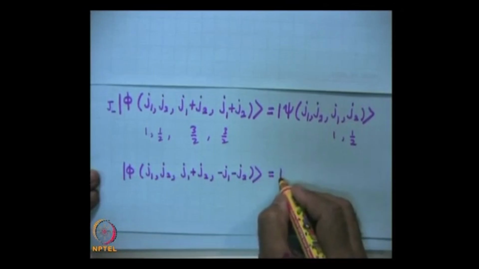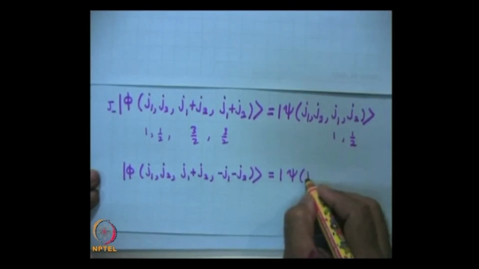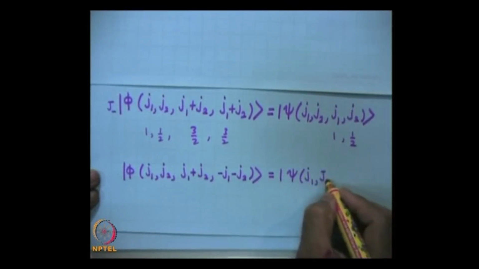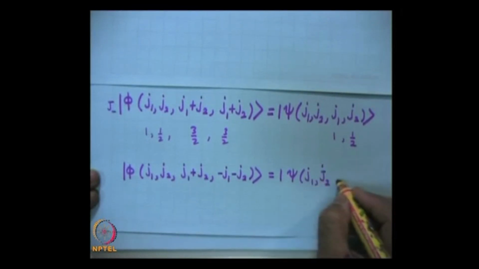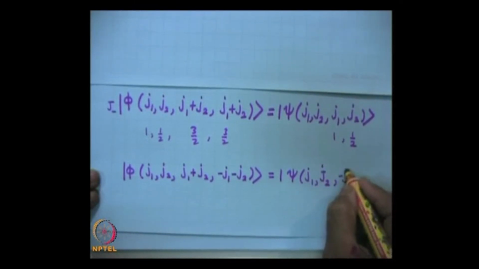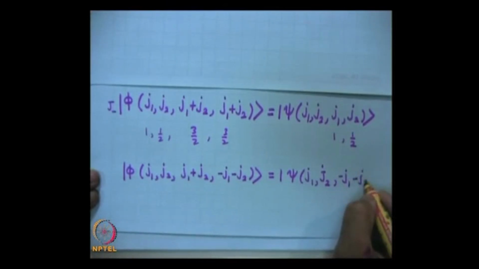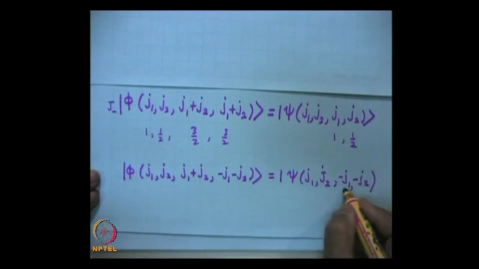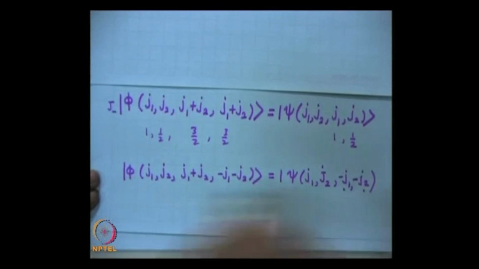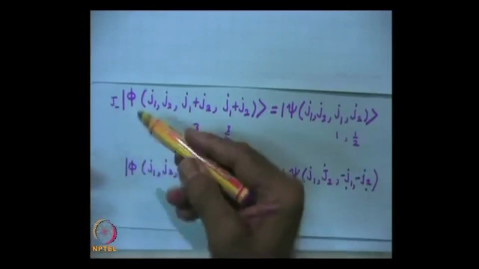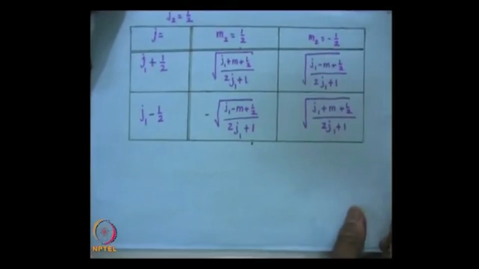This will come out to be psi j1 j2 minus j1 minus j2. So, m1 will be minus j1 and m2 will be minus j2, and in between you have to operate a large number of times by the j minus operator. In almost all books, the table is given.